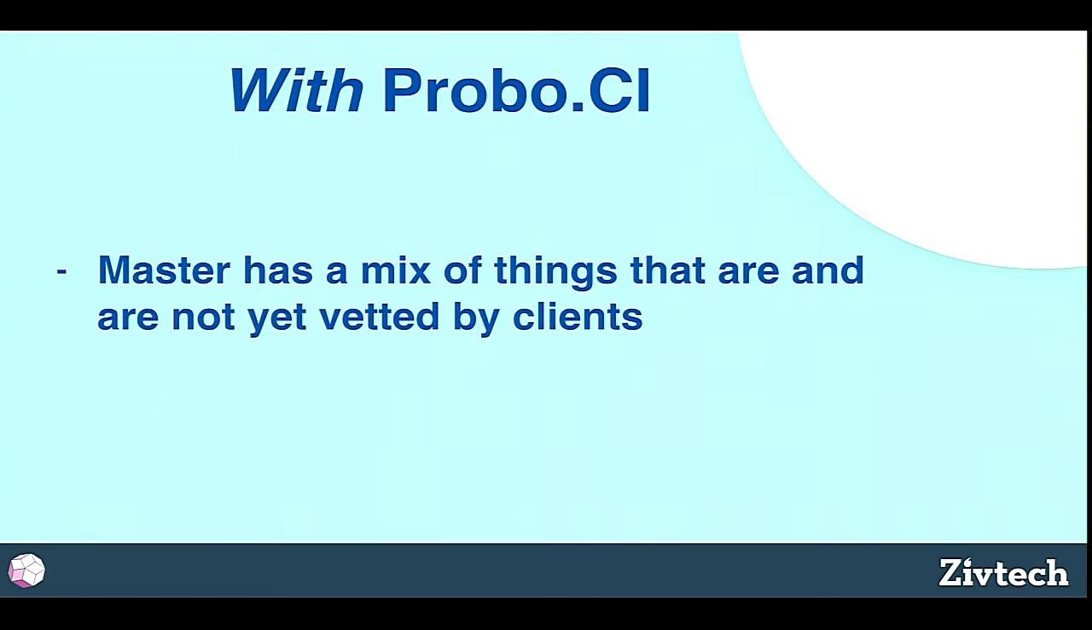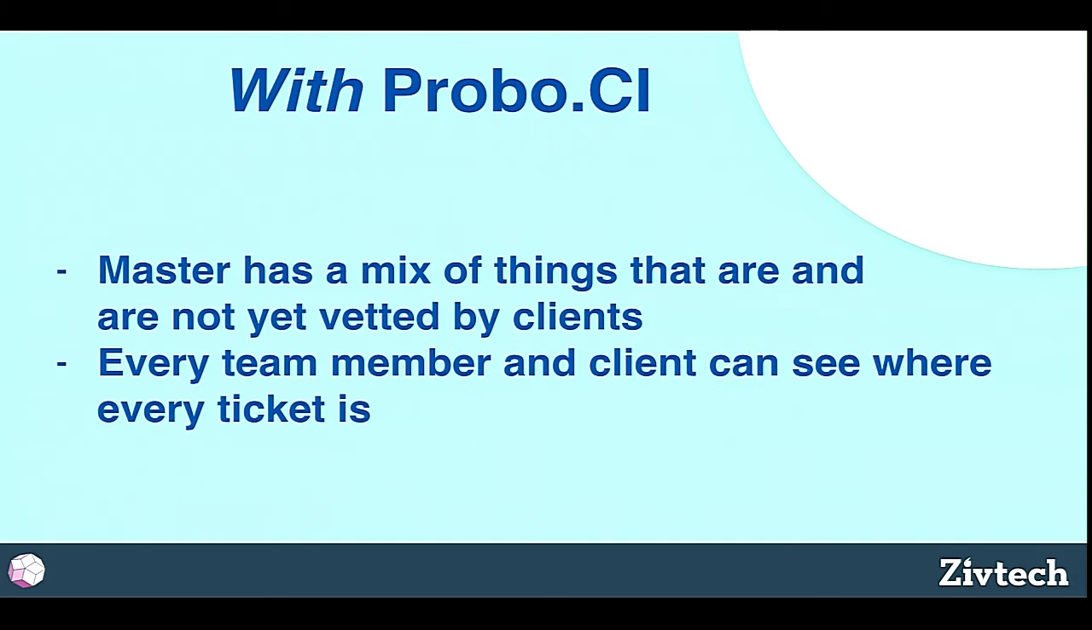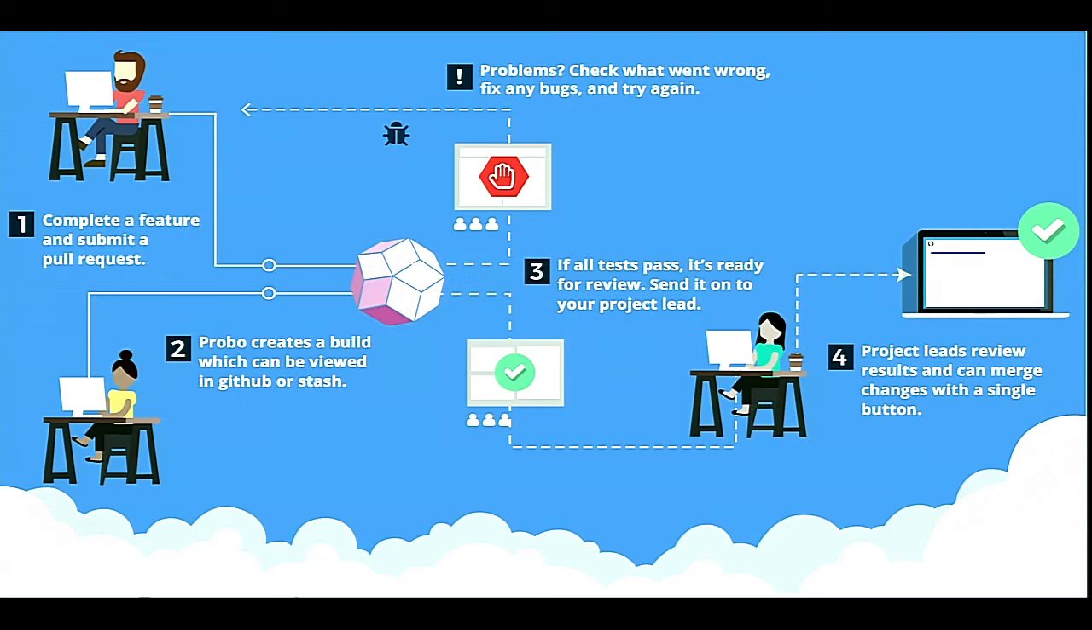So with Probo.CI, you can always have master be ready to deploy, contrary to what that says there. And every team member and client can see where every single ticket is in the process. So here is what our new workflow looks like.